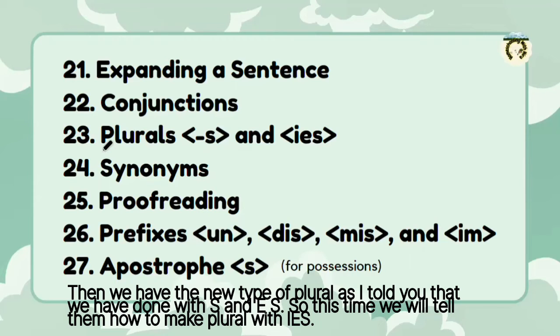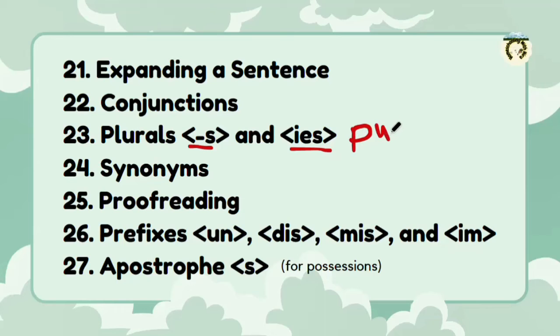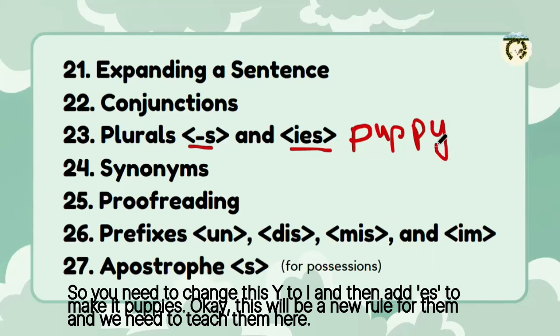Then we have the new type of plurals. As I told you, we have done S and ES. So this time we will tell them how to make plurals with IES. If a word ends in Y, for example, the word puppy, you need to change this Y to I and then add ES to make it puppies. This will be a new rule for them, and we need to teach it here.